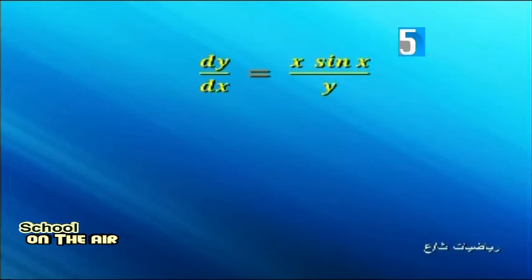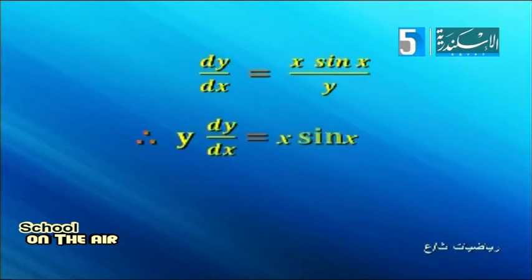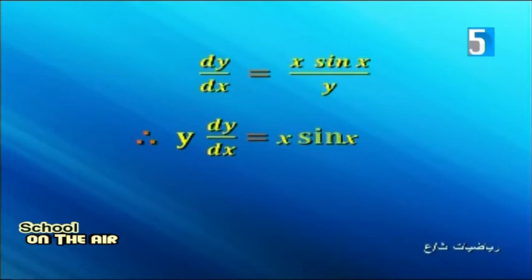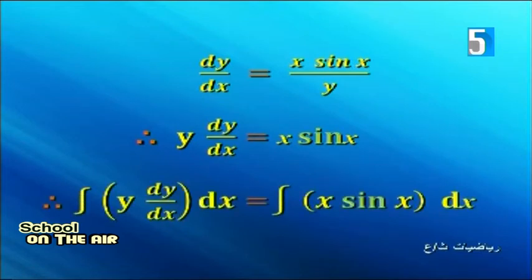The right hand side has two variables, x and y. When we make the integration, it's better to get the left hand side in terms of y and the right hand side in terms of x. So the function is y multiply dy dx equals x sine x. Now the integration of the left hand side equals the integration of the right hand side.